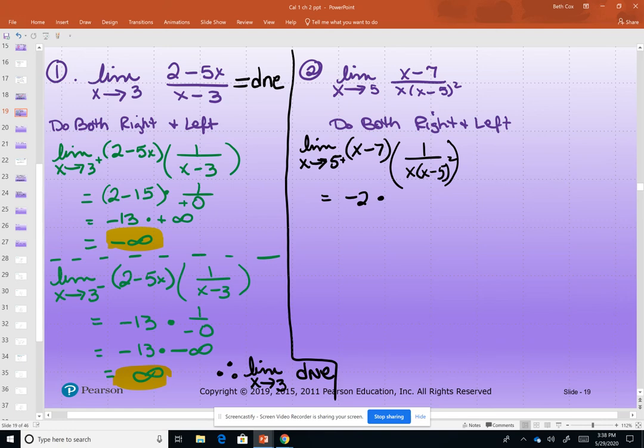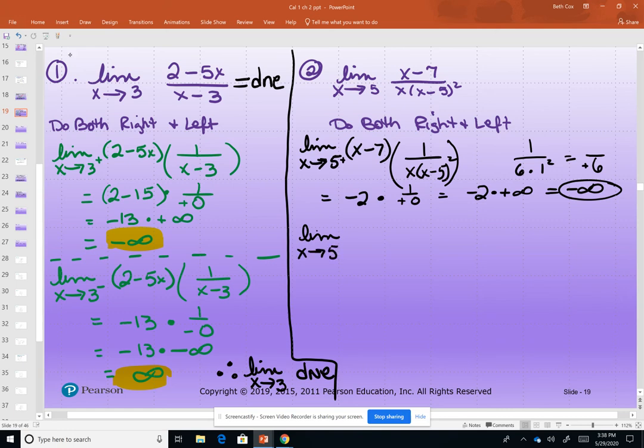But from the right, am I getting positive numbers before I hit 0? So if I plug in a 6, am I going to get positive? Yes, I plug in a 6, I have 6 times 1 squared, which is, of course, a positive 6. So from the right, I'm getting a positive 0. And so this is going to give me negative 2 times a positive infinity, which is negative infinity, just like the one before.